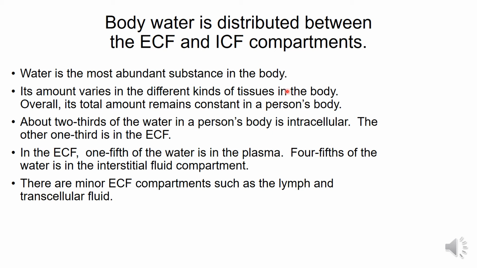The amount of water in different kinds of tissue varies from one tissue to another. For instance, if you compare the skeletal muscle with the fat tissue, the skeletal muscle contains more water than the fat tissue, or skeletal muscle with the bone, and so on. Almost 2/3 of our body water is found inside the cell, in the intracellular fluid compartment, and 1/3 of total body water is found outside the cell in the extracellular fluid.